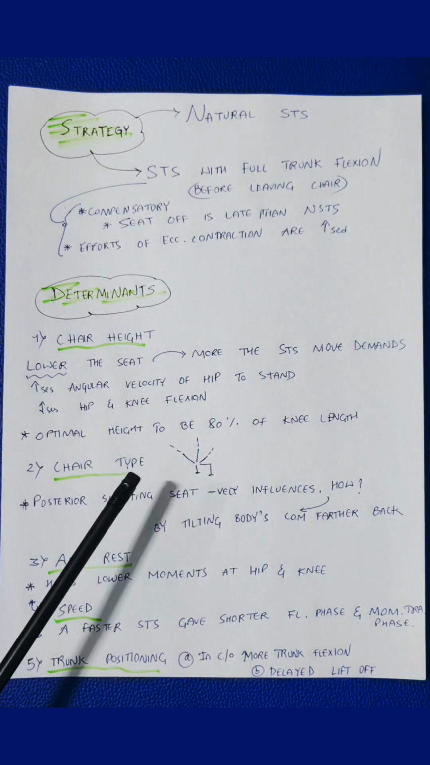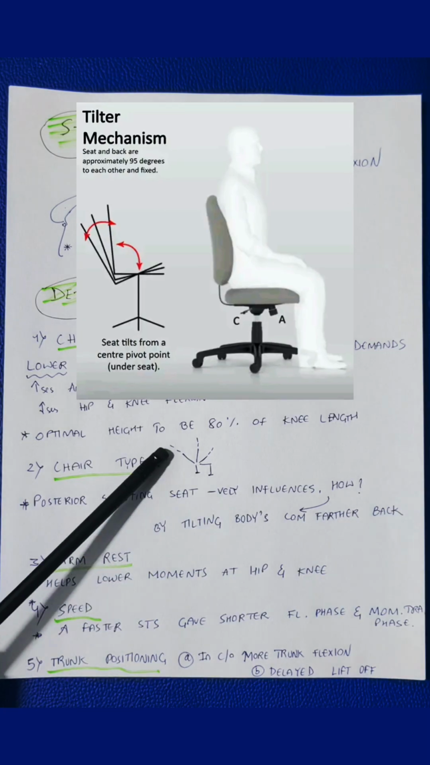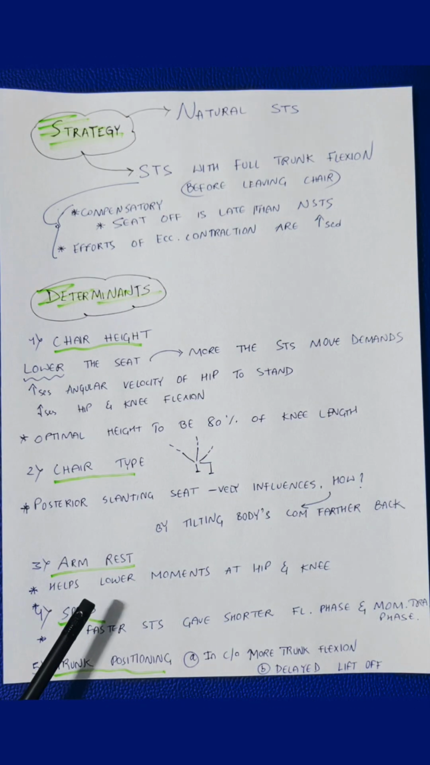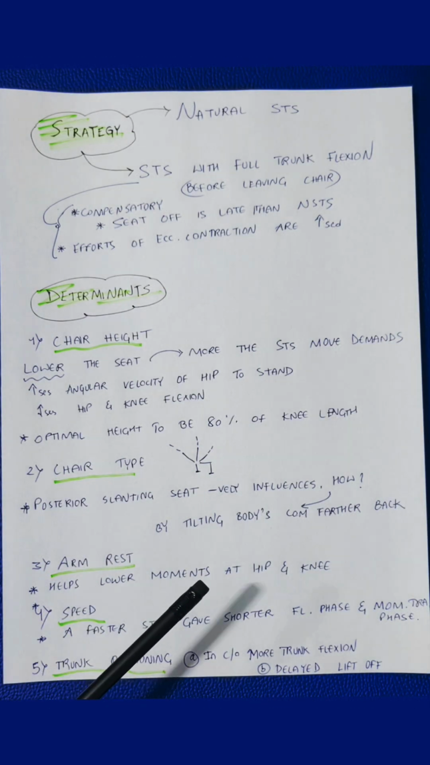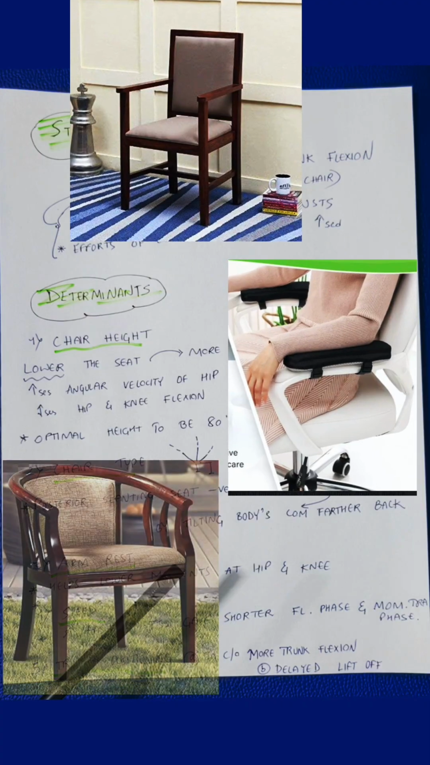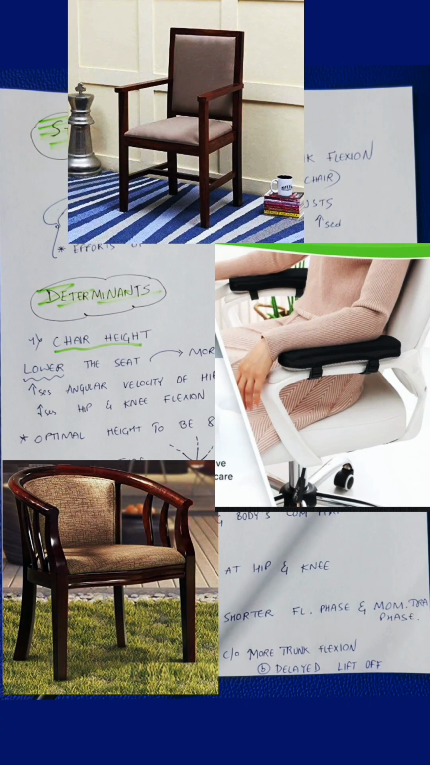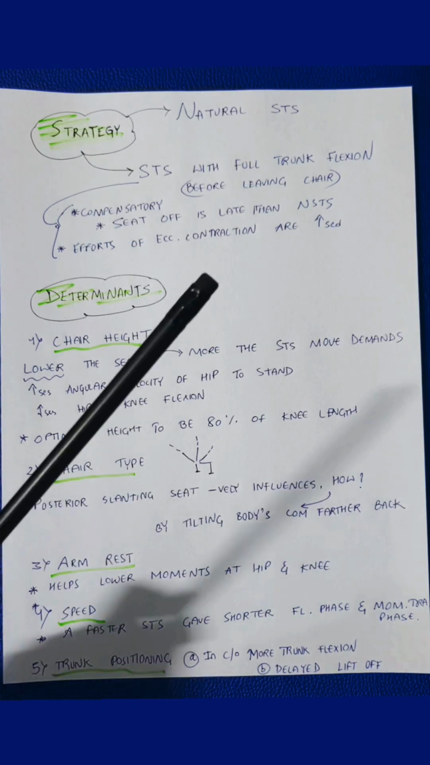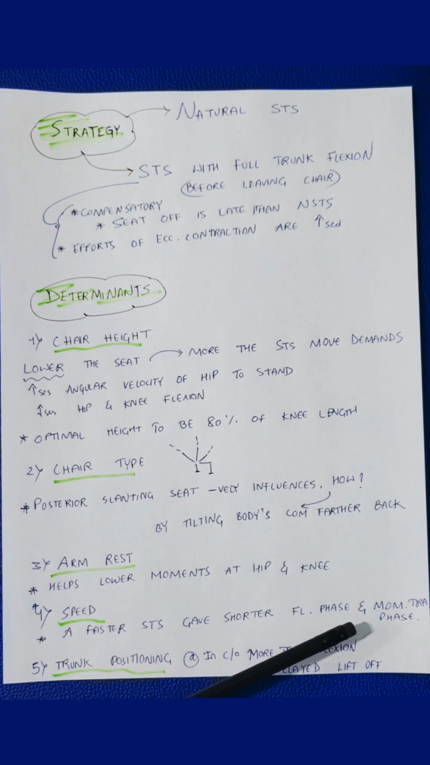Chair type matters. A posteriorly slanting seat negatively influences. How? By tilting the body's center of mass further backward. Using an armrest helps lower moments at the hip and the knee. At the hip, a reduction of 50% of extensor moment is found. Speed matters. A faster sit to stand activity gave a shorter flexion phase and momentum transfer phase.